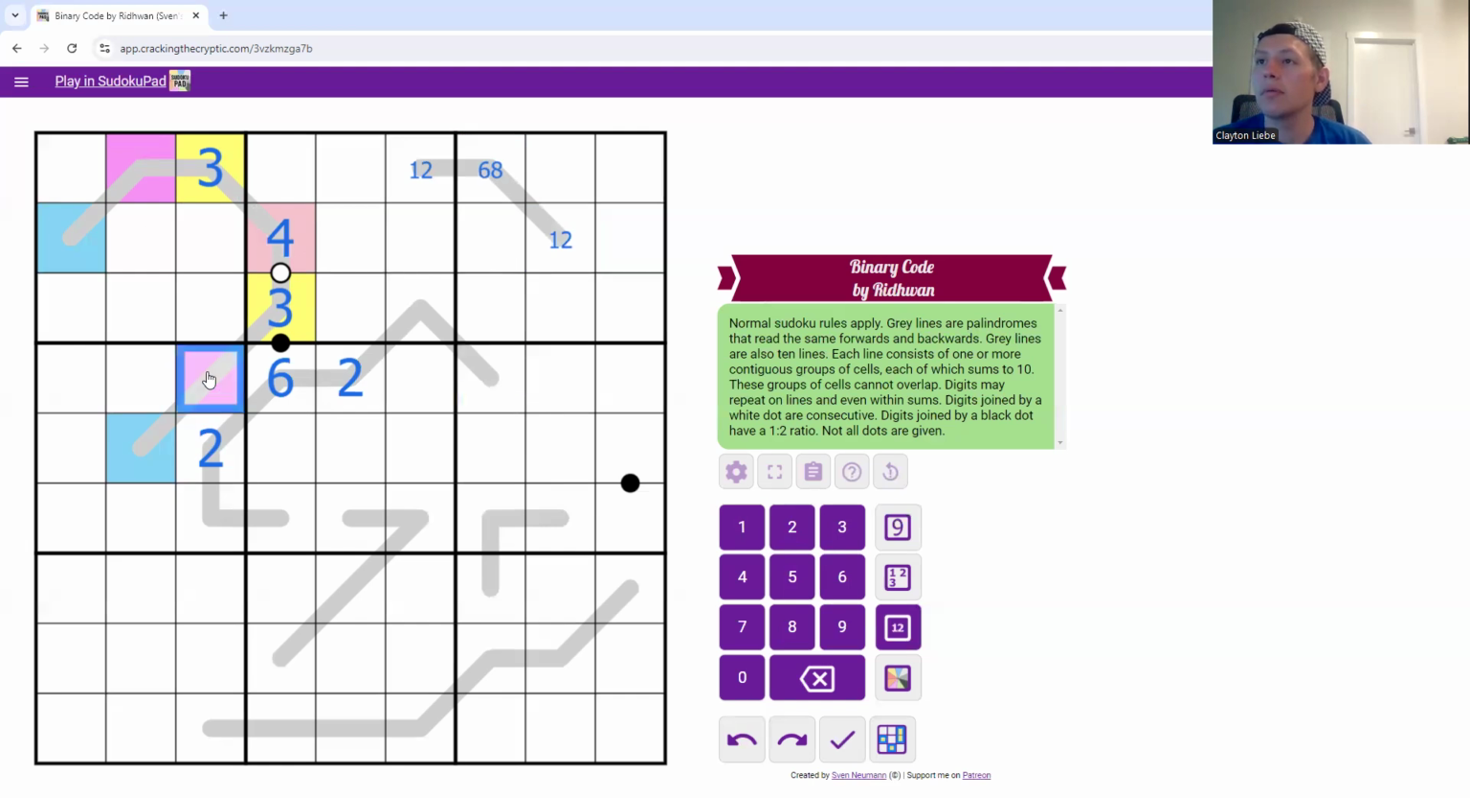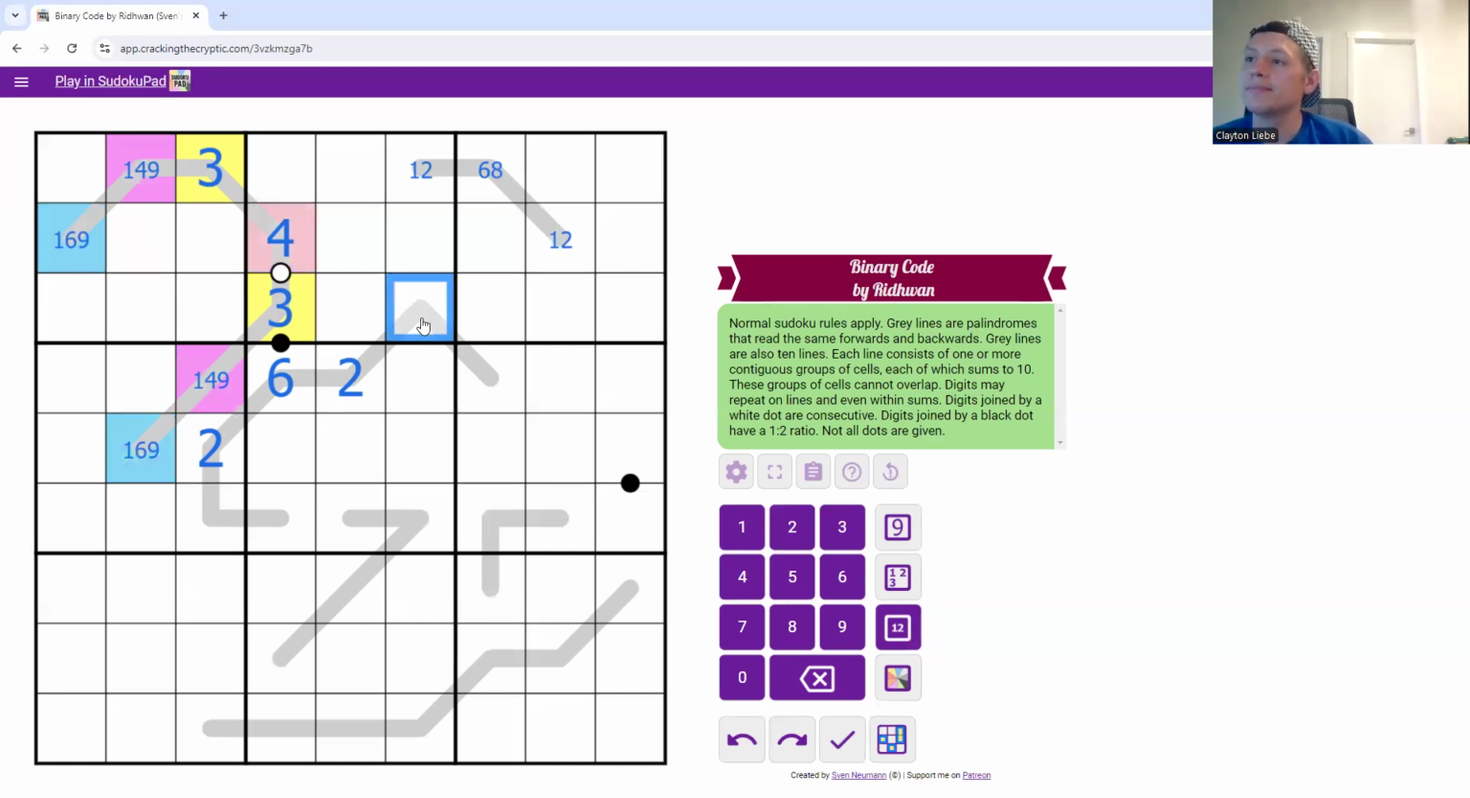Okay, so now pink and blue have to sum to 10. Pink and blue could be 1, 9 pretty easily with no restrictions, or it could be 4 and 6. It could never be 3, 7 because there's a 3 in the box. If it was 4, 6, it's only 4, 6 if pink is the 4 and blue is the 6 by Sudoku. They both see the other 4 and the 6. So those are in fact our options.